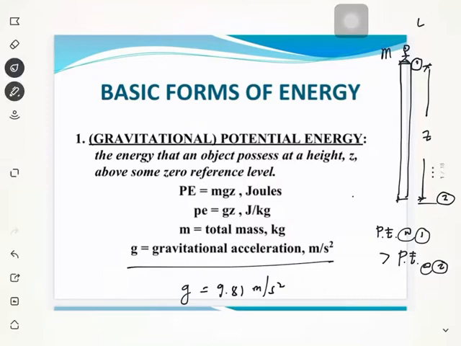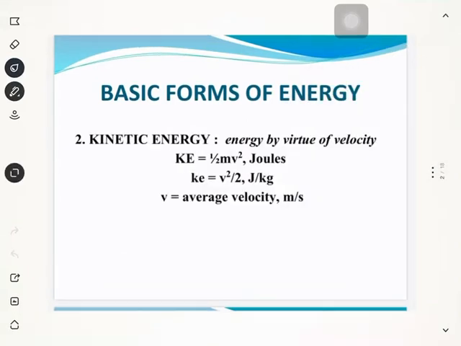Number two is the kinetic energy. So what is this kinetic energy? This is energy by virtue of velocity. KE is equal to 1/2 times mass times the square of the velocity, and the unit is joules. Per kilogram, it is v squared over 2, in joule per kilogram, wherein v is the average velocity in meter per second.